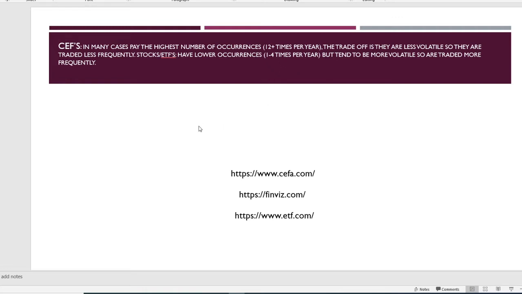You can use some of the resources out there for CEFs, that first one there, www.cefa.com. FinViz, pretty common. They have a lot of charting capabilities, and one less commonly used. I normally don't trade ETFs, not unless they pay a substantial dividend. I'm kind of wary of them, but everybody has their own risk tolerance.